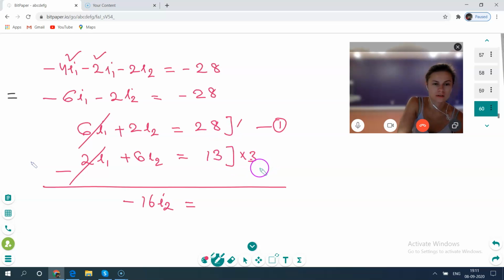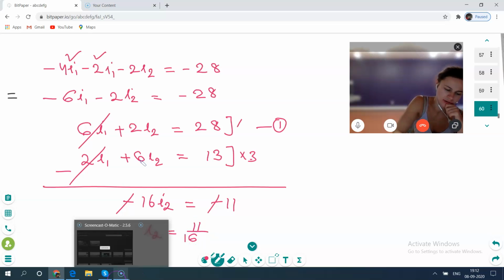28 minus 39. This is 18 minus 2, right? So you take minus 16 I2 is equal to 28 minus 39, which is going to be minus 11. So I2 is equal to 1.1. No, sorry, it's not 10, it's 16. 11 divided by 16.